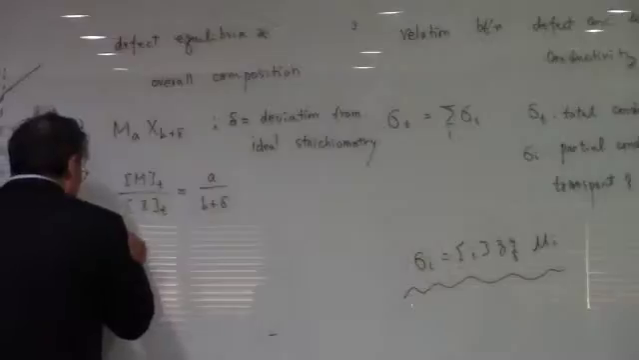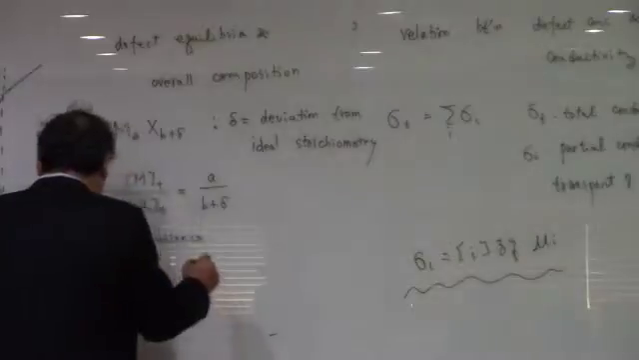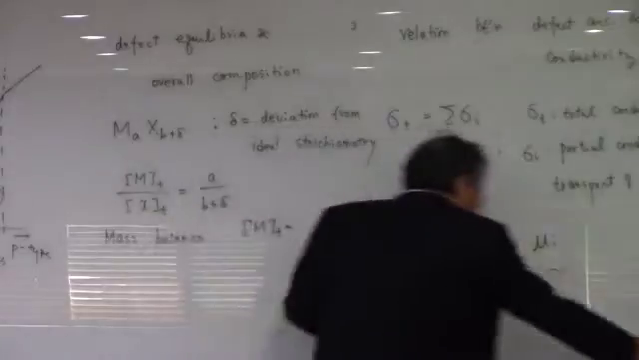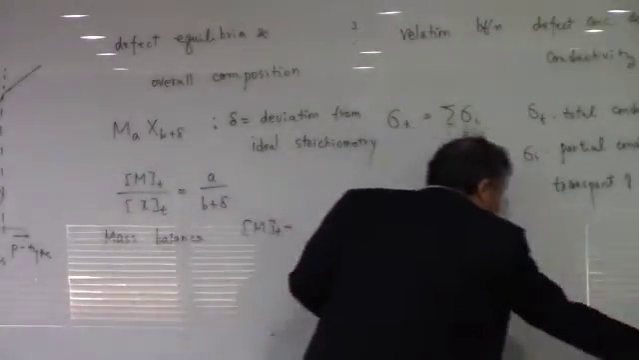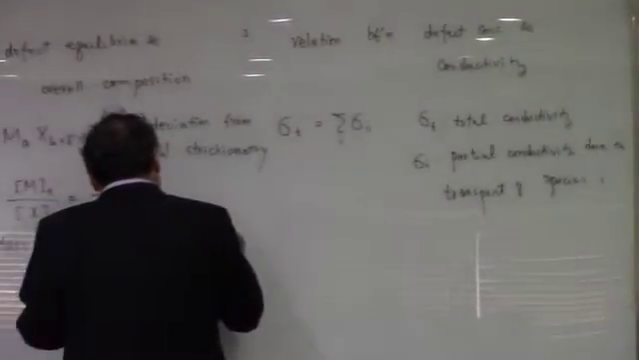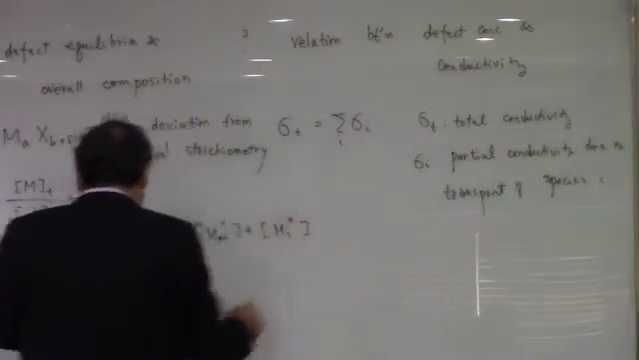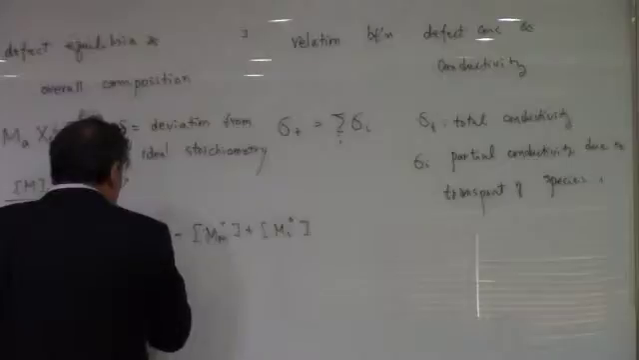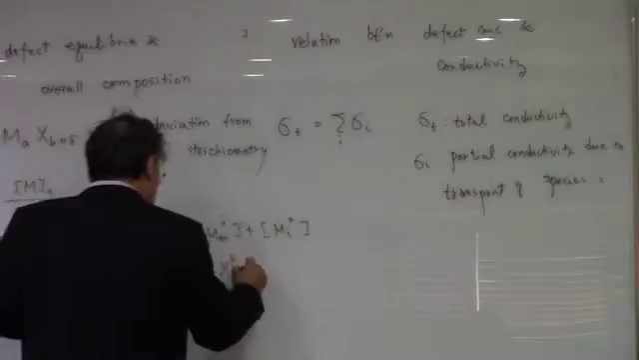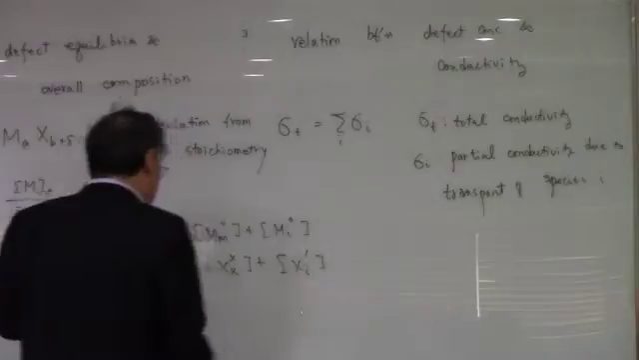Now here the mass balance: the cation concentration total is going to be M_M plus interstitial M, and then of course the X total is going to be X_X plus X_i, things, okay?